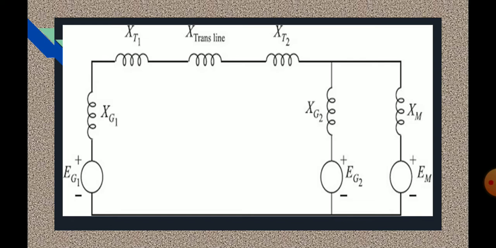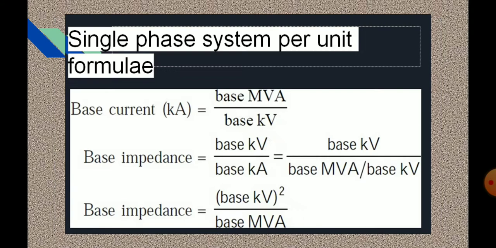Next one is motor EMF along with the reactance. So this is the single phase systems per unit formula. Base current I is equal to, we generally know, P divided by V. P is expressed in terms of base value, base MVA divided by base kilovolt. As we have seen earlier, the actual per unit value should be equal to actual value divided by base value.